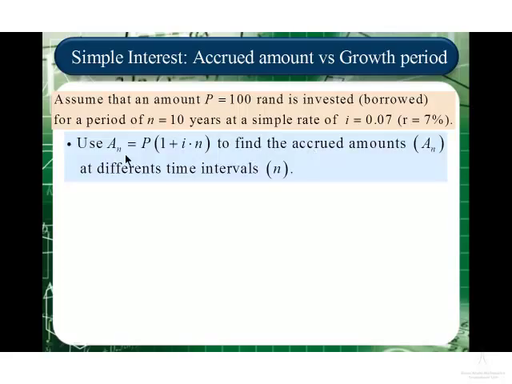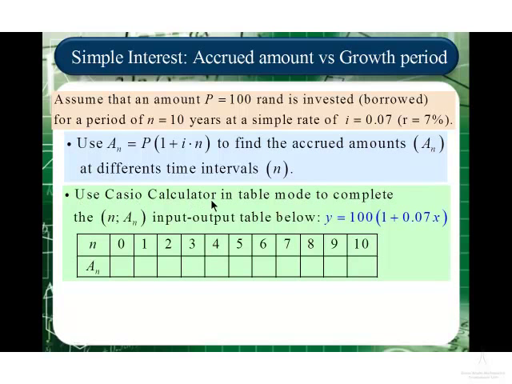Of course, we can calculate after each interest period the accrued or final amount A sub n, like we showed in the previous slide, using the formula P times, in brackets, 1 plus I times n. And then we can find these accrued amounts A sub n at the different time intervals, which agrees with, of course, the years as indicated from year 0 to year 10. This can be done manually, or I can suggest that you actually use your Casio calculator in table mode to complete the set of ordered pairs, input, output.